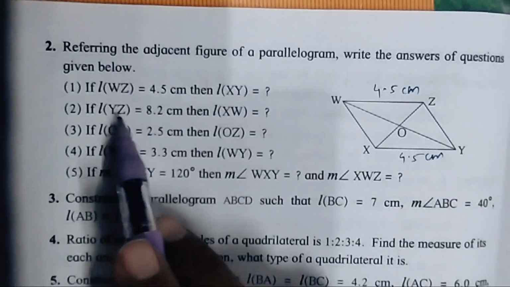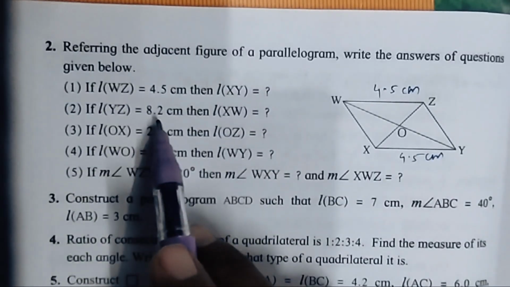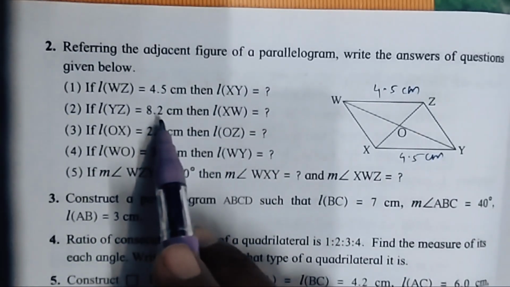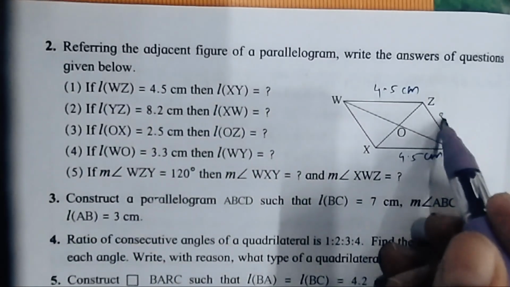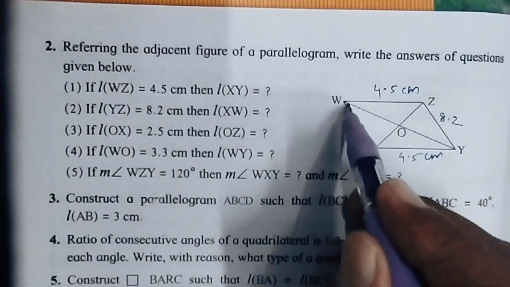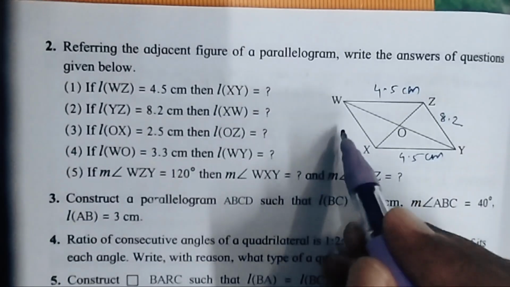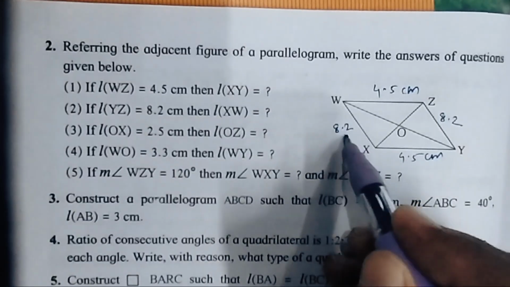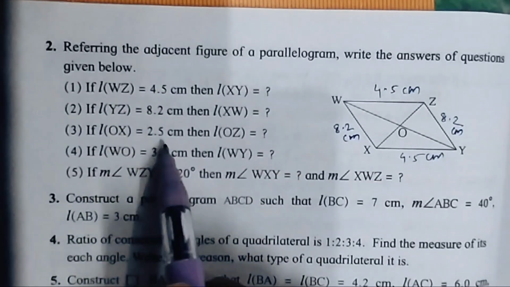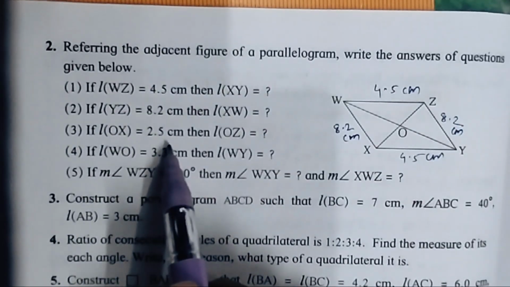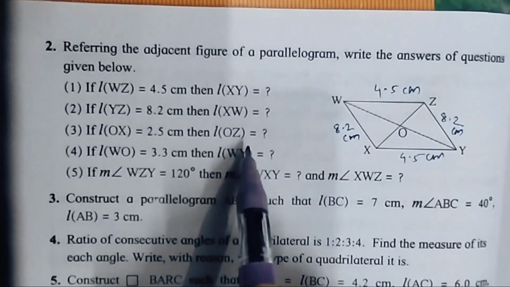Then YZ is 8.2 cm. What is its opposite side? WX. So its value will also be 8.2 cm. Then third is OX is equal to 2.5 cm. Then find out the length of OZ.